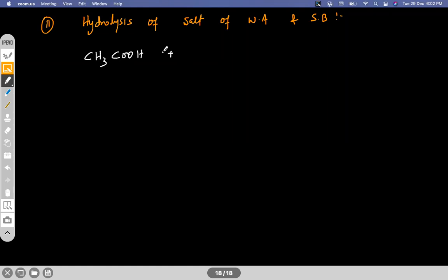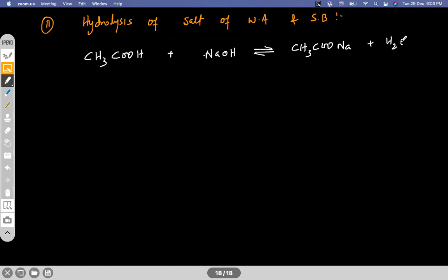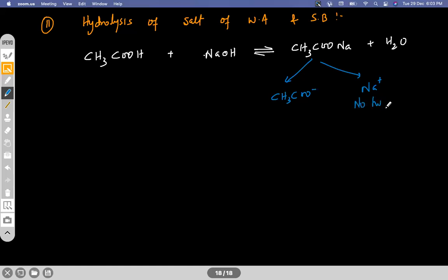CH3COOH and a strong base, suppose NaOH, we have. And it forms CH3COONa and water H2O. This is a reaction. So the two ions we have here in the salt are CH3COO minus and Na plus. You see, Na plus, again, it is the cation of a strong base, so its hydrolysis is not possible. So we can say for Na plus, no hydrolysis.